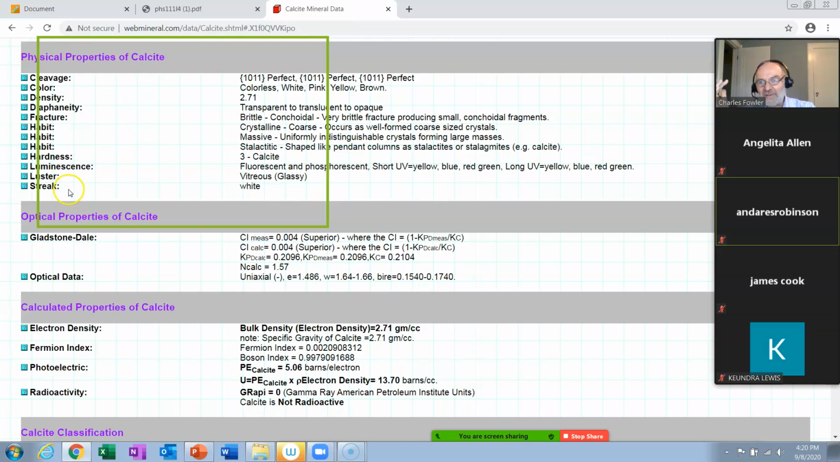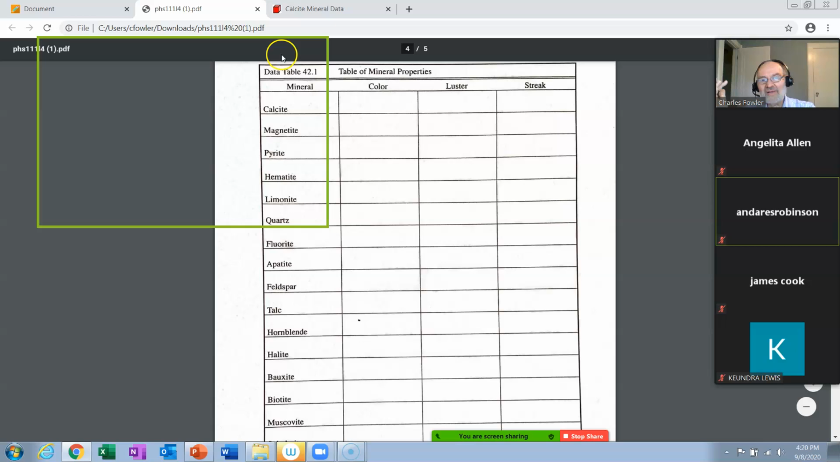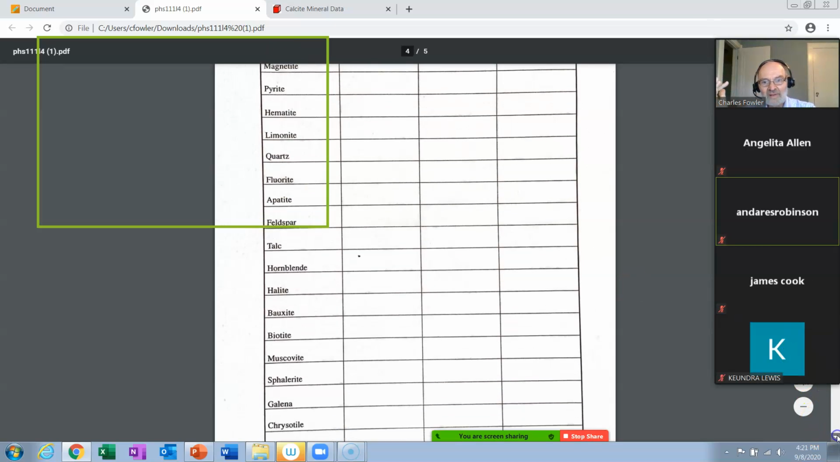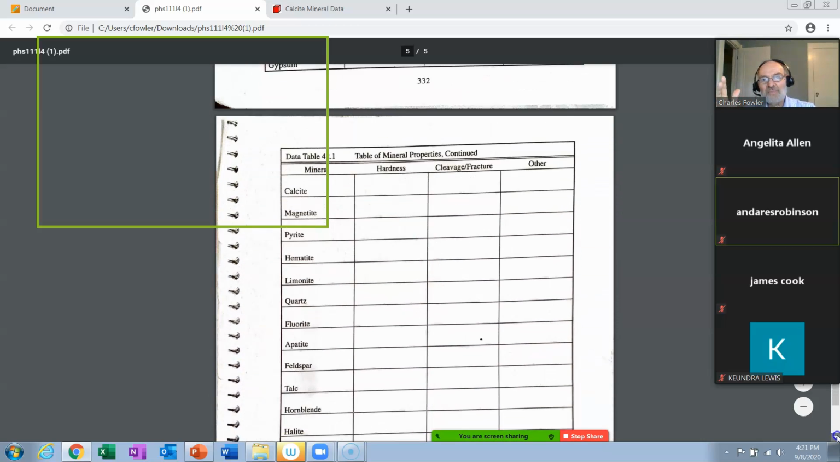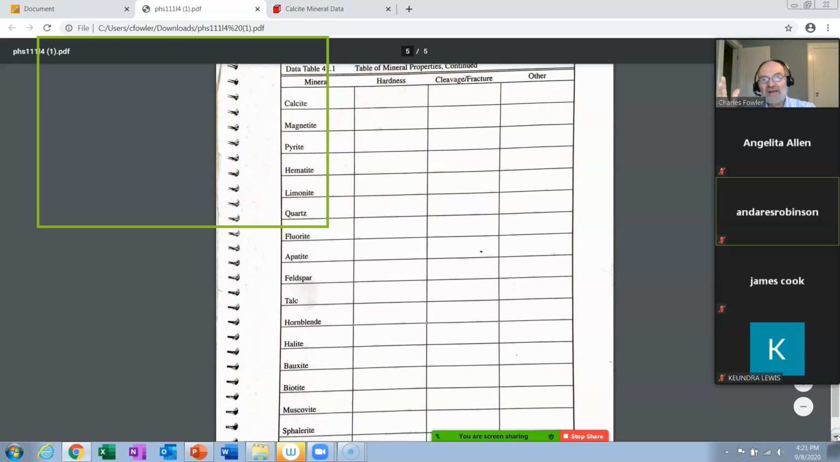Okay, there was streak. Okay, let's go back to this. That's the first 3 columns. Go to the next page. See, there's 19 minerals listed. The next page picks up again with calcite.